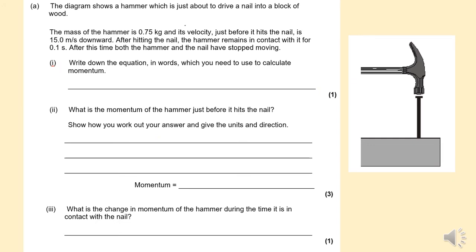Now this is much more straightforward. Diagram showing a hammer just about to drive a nail into a block of wood. The mass of the hammer is 0.75 kilograms. Its velocity just before it hits the nail is 15 meters per second downwards. After hitting the nail, the hammer remains in contact with it for 0.1 seconds. And after this time, both the hammer and the nail have stopped moving.